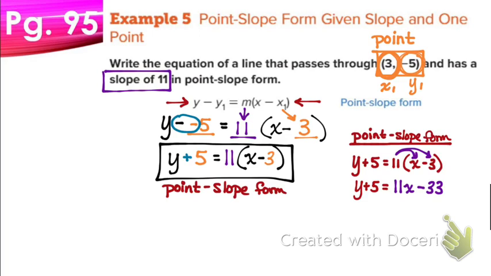What's the last thing I would need to do to get the y all alone? Subtract 5 from both sides. So I have y equals 11x minus what? Yep. Close. No. When I'm subtracting, I'm at negative 33, and when I'm subtracting, I move further to the left. Negative 38, so minus 38.